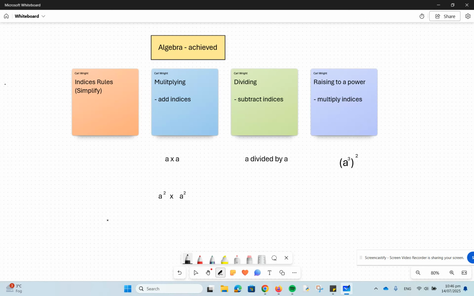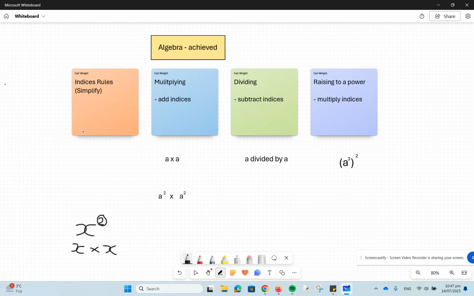If I've got a letter, say a letter X, indices are the numbers at the top. So if it's x squared like that, that is exactly the same as writing x times x. It's just a simplified way of writing x times x. When I times them together, it's x to the power of 2. So indices are the little numbers there. They're also called exponents or powers.